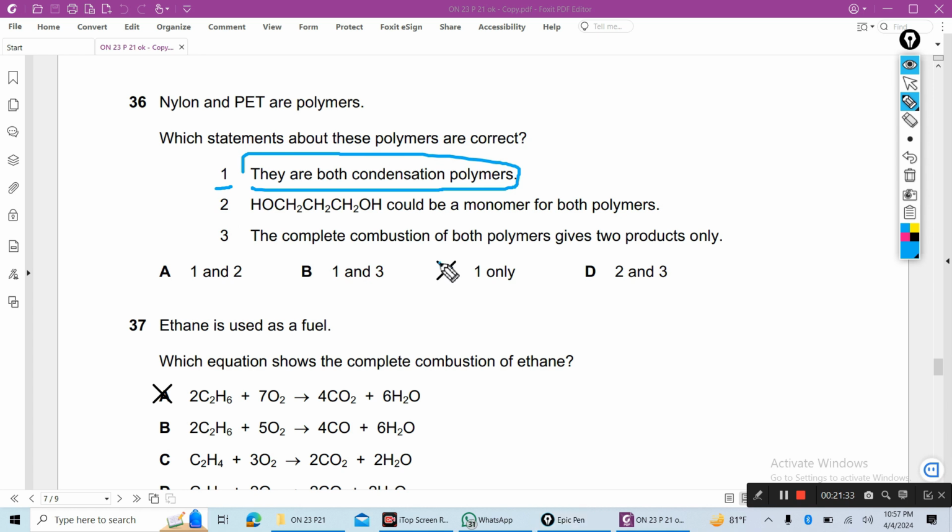Propanediol could be a monomer for both polymers, no. See, the complete combustion of both polymers gives 2 products only, no. Only addition polymer produces 2 products, carbon dioxide and water. So condensation polymers produce not only 2 products, many products can be formed.